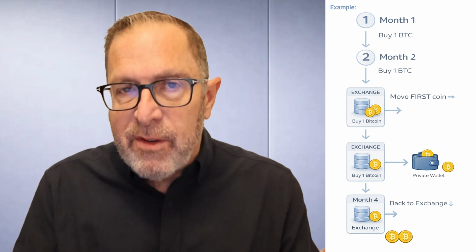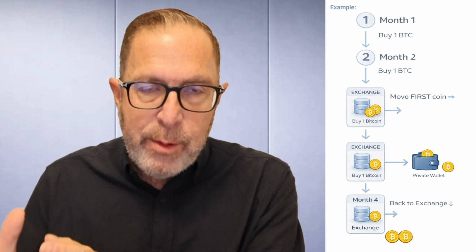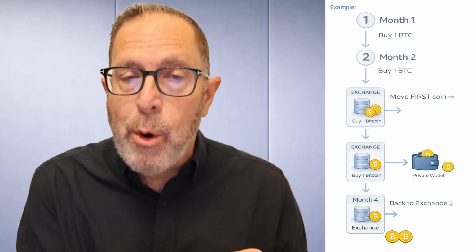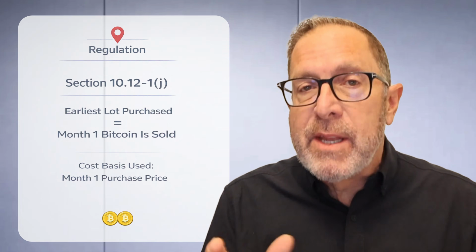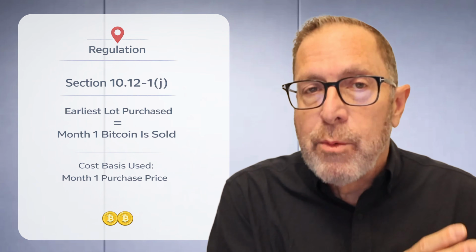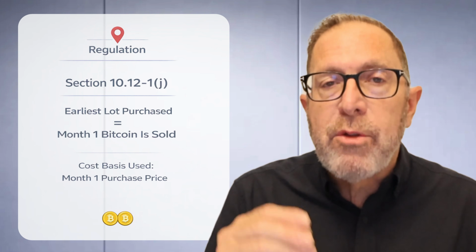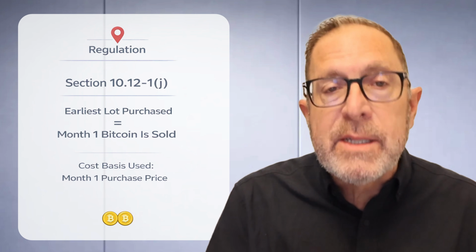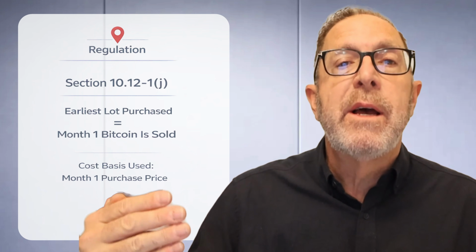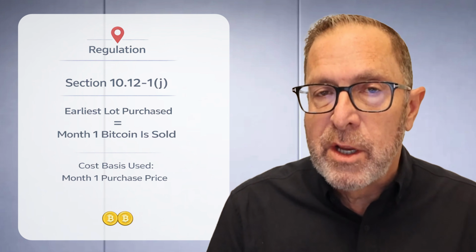And the answer is different depending upon who is filling out the form. The way exchanges have to report it on a 1099 DA is not the same as how you have to report it on your tax return. They might say, that's horrible. It is. You're required to comply with regulations 1012-1, subparagraph J, which says that you have to report the earliest lot purchased or earliest date acquired, which means that you're going to say that it is the Bitcoin you bought in month one that was sold. That's the cost basis you're going to use.